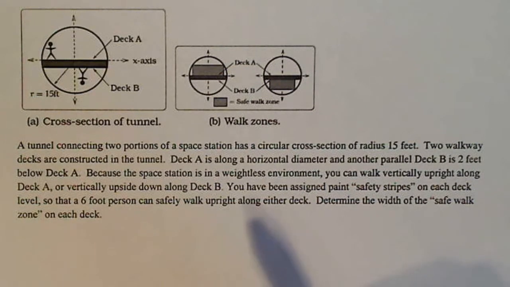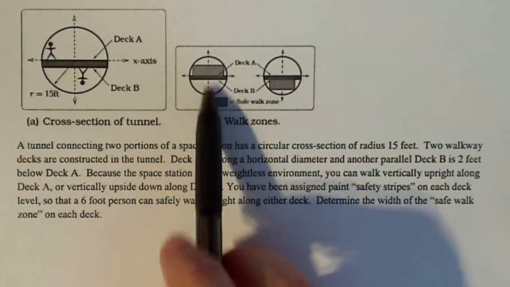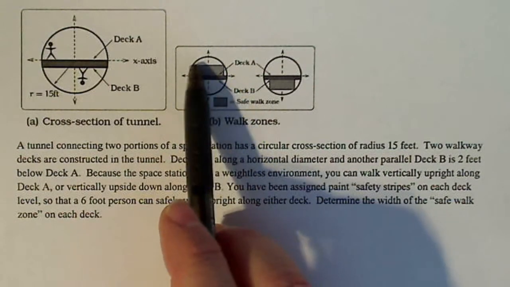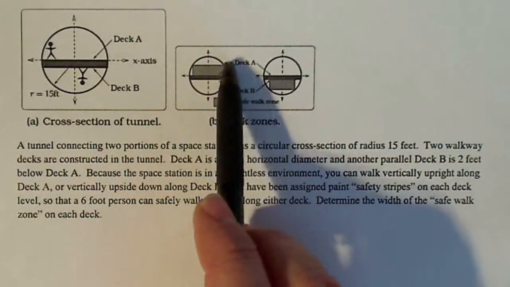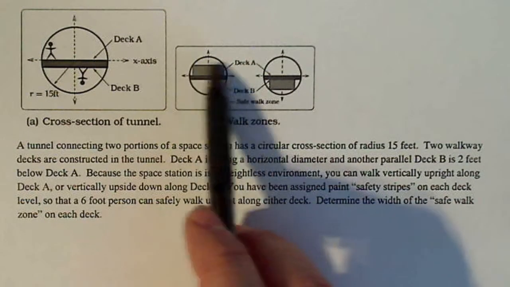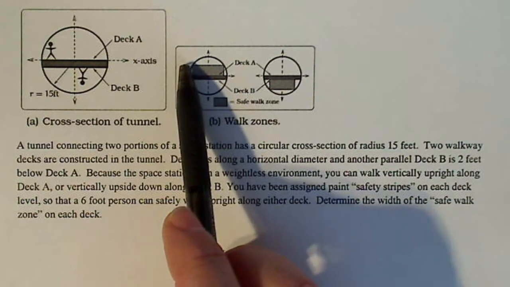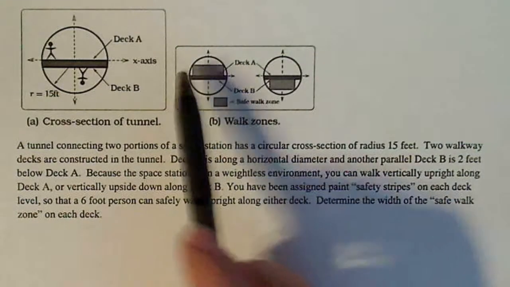You have been assigned to paint safety stripes on each deck level so that the 6 foot person can safely walk upright along either deck. Determine the width of the safe walk zone. They show you here that the height of this rectangle is 6 feet. That's the safe zone. Even if they're walking along the line you're going to paint, their head will just barely touch it, and they don't have to bend over until they go past the safe zone over here.